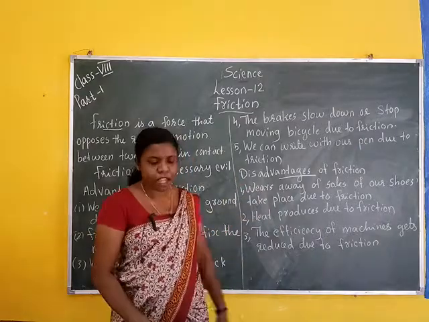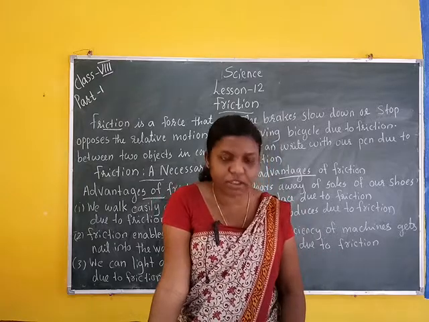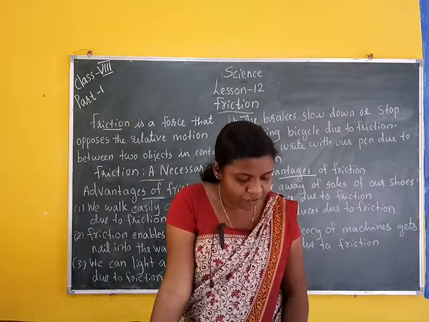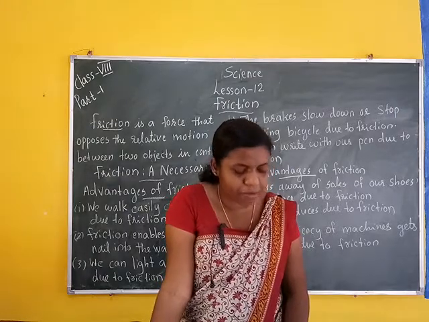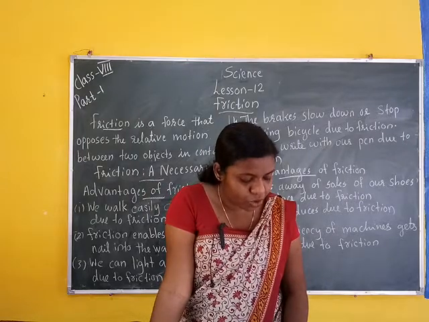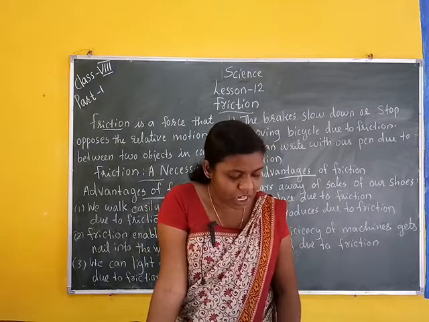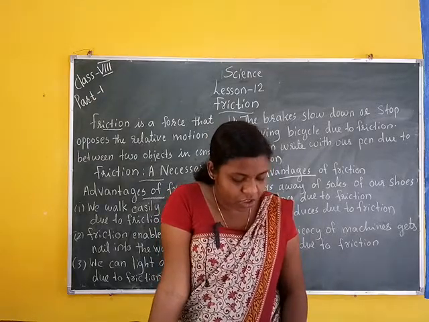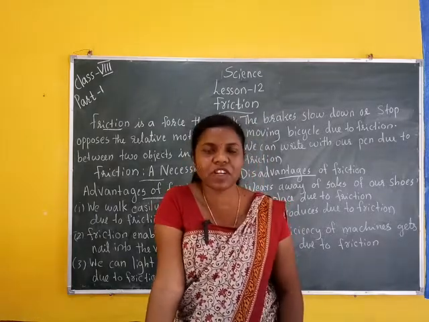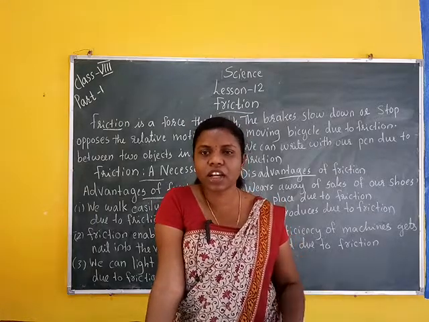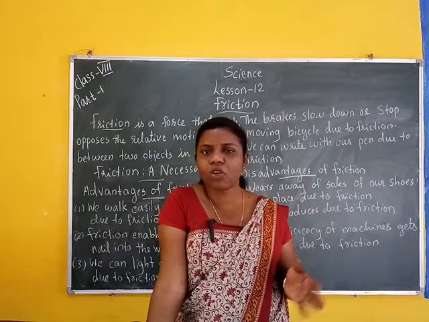Some other examples of advantages: we can hold an earthen pot in our hand because there is friction between the pot and our hand. Friction enables a person to climb a tree or a pole. Due to friction, a belt drives machines in factories. If there were no friction between the tires of vehicles and the road, the wheels would spin at the same place and the vehicles would not move. That means friction is very good and important in our life. Without friction, work is not done properly.